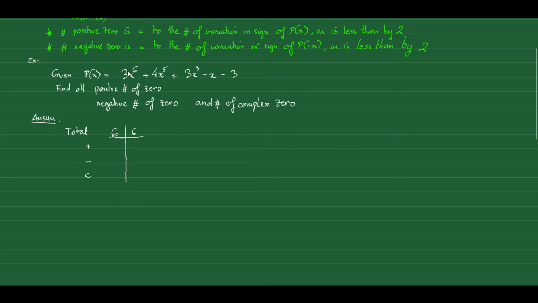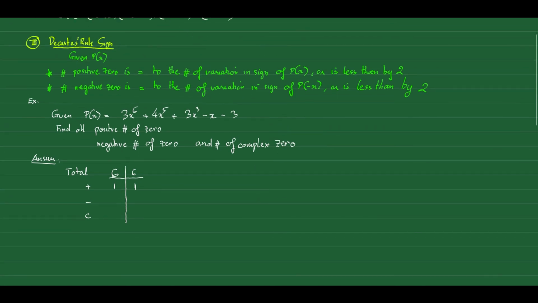If you look at P of x, how many times does it change in sign? Just 1. Less than by 2, so 1. We don't subtract here, because it is only one time changing from positive to negative. If we subtract by 2, it will give you a negative, which doesn't work. So just 1.